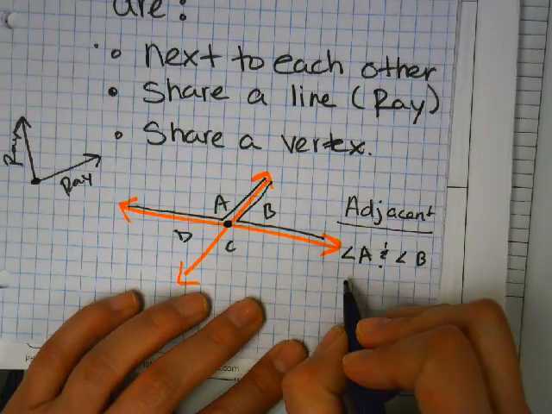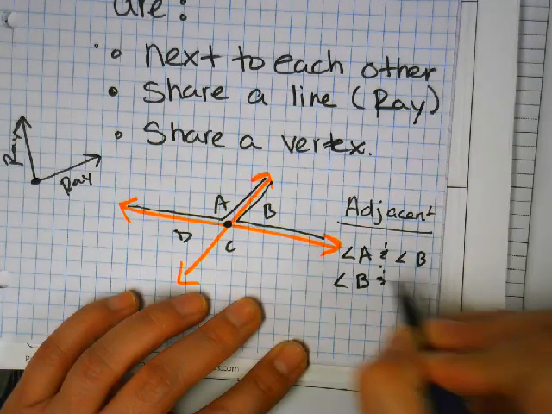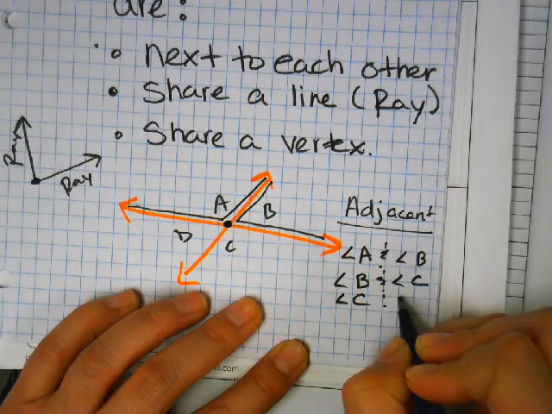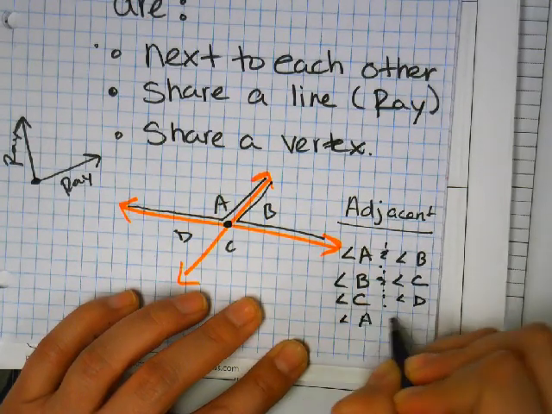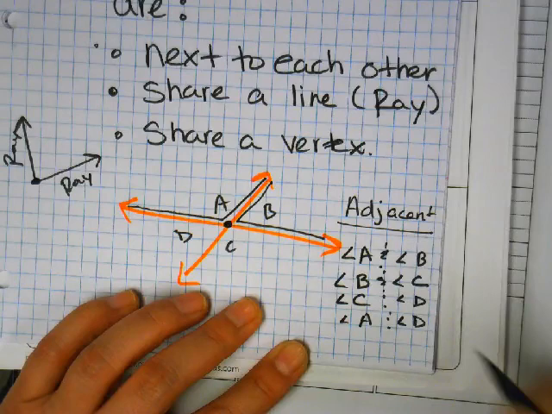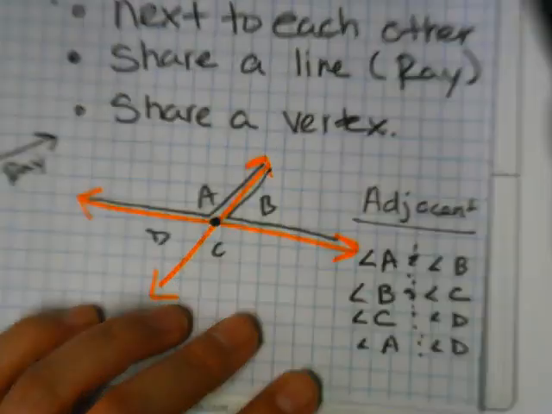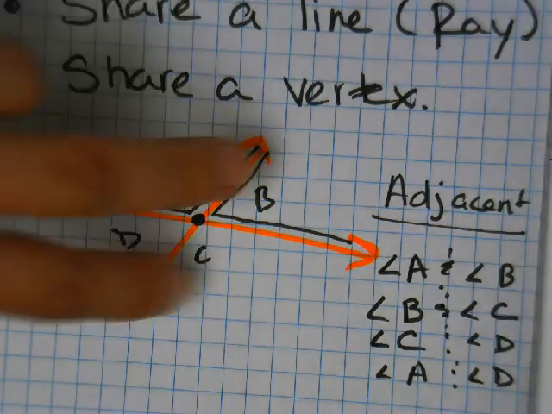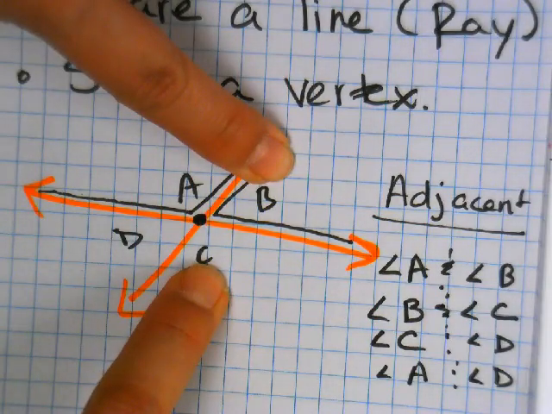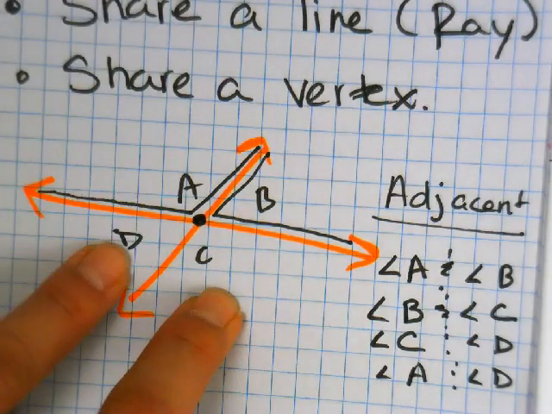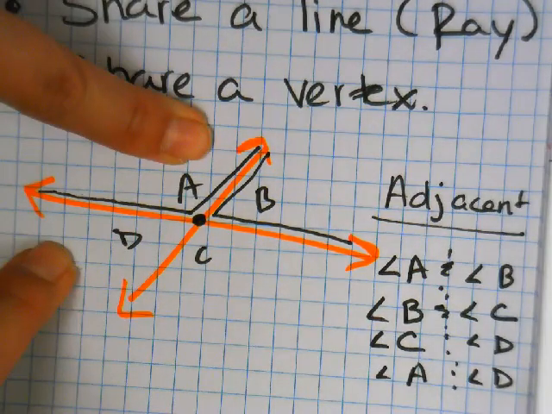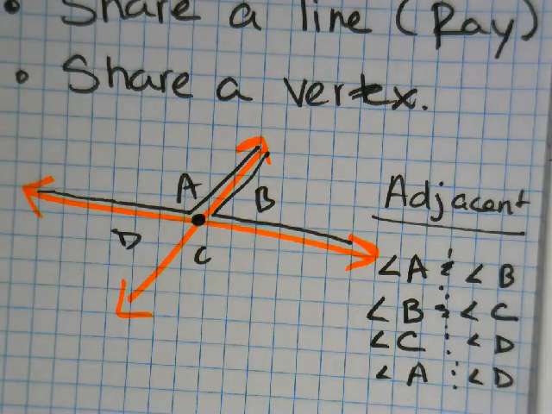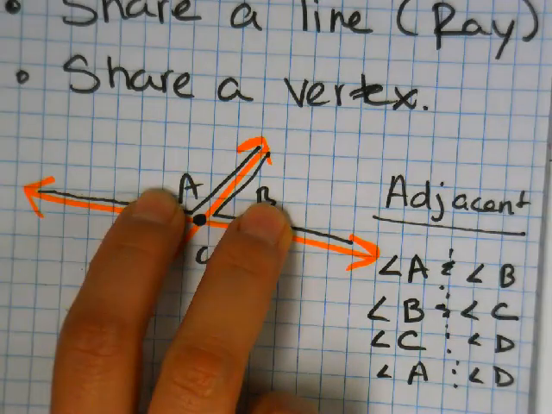All right, angle B with what angle? C. Angle C with what other angle? D. And angle A with angle D. So they're all next to each other. So write it down: B with C, C with D, and A and D. So they're like pairs. They're next to each other. It's like you're sitting next to your partner right now. A and B are together. What do you share? You share that table.